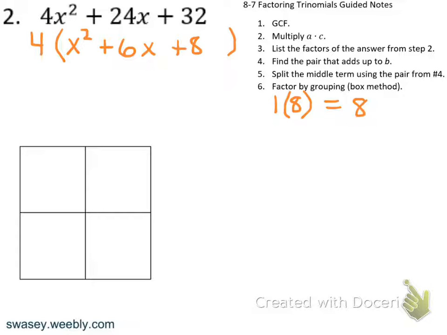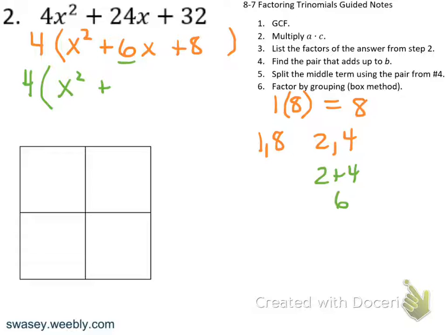Factors of 8, how can we multiply and get 8? 1 times 8, 2 times 4. We want the pair that adds up to 6, so 2 plus 4 is 6. So we'll split the middle term. We still have the 4 in front, then we have x squared plus 2x plus 4x, and then we still have the plus 8. Looking at what's in parentheses, we'll fill it in: x squared plus 2x plus 4x plus 8.